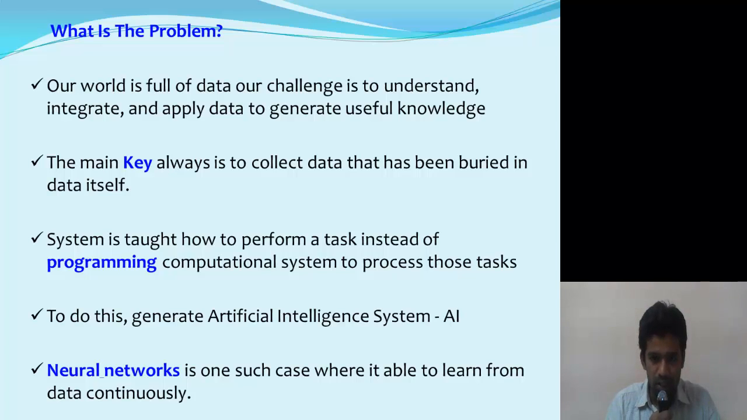A system is usually programmed to perform a task, but instead of programming the system to do a certain task, we teach the system, or the system learns how to perform a task. To do this, we need an artificial intelligence system. Neural networks is one such case where a system is able to learn from the data continuously.